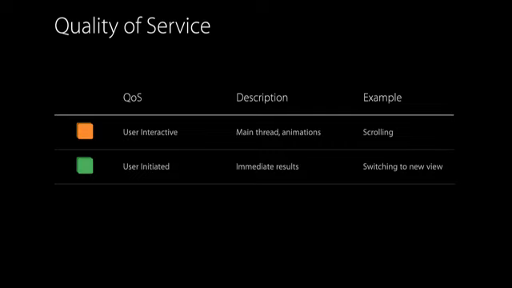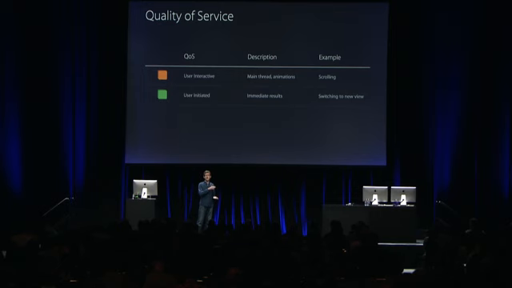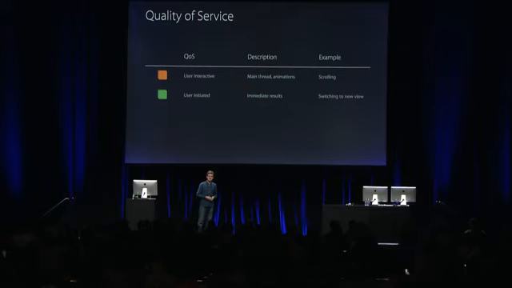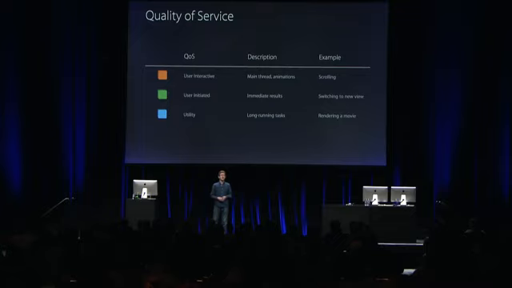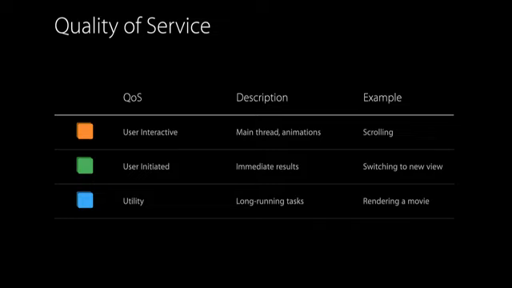User-initiated work is visible to someone using your application, and they're expecting immediate results from that work. They probably also need that work to complete before they can continue interacting with your application. A good example of that is if I click on a button to switch to a new view, I may need to load some resources on a different queue in order to display that view. And that work should be happening at user-initiated. The third quality of service class is utility. Utility quality of service is often associated with things that have progress bars or other activity indicators. This work generally takes a longer amount of time, and it's something that's still visible to someone using your application.